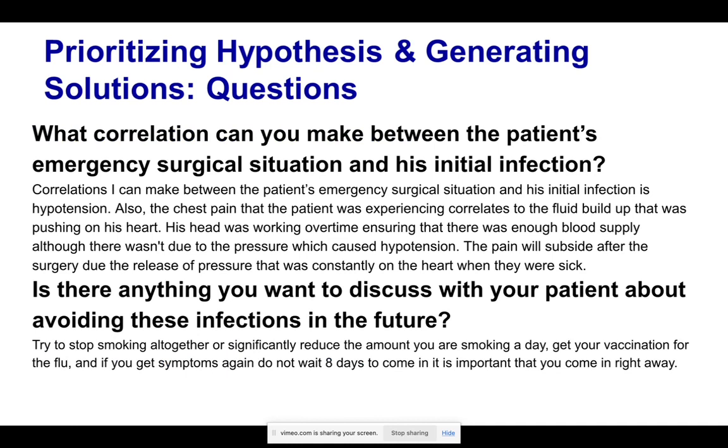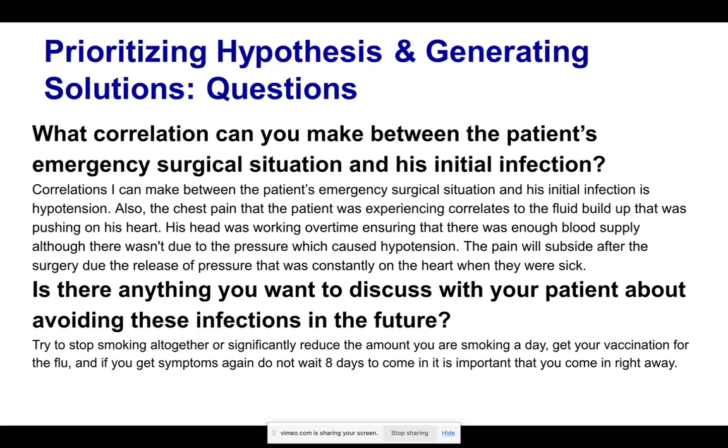Correlations I can make between the patient's emergency surgical situation and his initial infection is hypotension. Also, the chest pain that the patient was experiencing correlates to the fluid buildup that was pushing on his heart. His heart was working overtime, ensuring that there was enough blood supply, although there wasn't due to the pressure which caused hypotension. The pain will subside after the surgery due to the release of pressure that was constantly on the heart when they were sick.